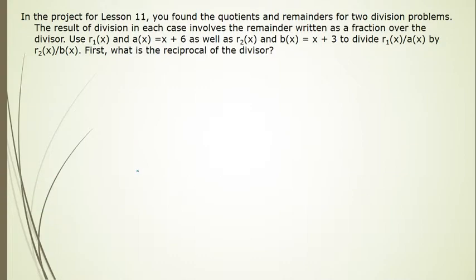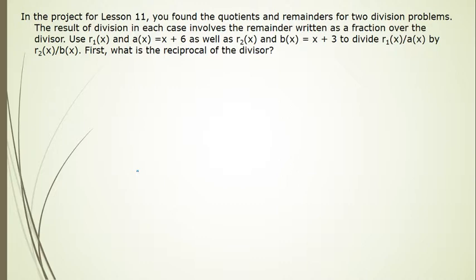So in the project for Lesson 11, you found the quotients and remainders for two division problems. The result of division in each case involves the remainder written as a fraction over the divisor. Use r1 of x and a of x equals x plus 6, as well as r2 of x and b of x equals x plus 3, to divide r1 of x over a of x by r2 of x over b of x. First, what is the reciprocal of the divisor?